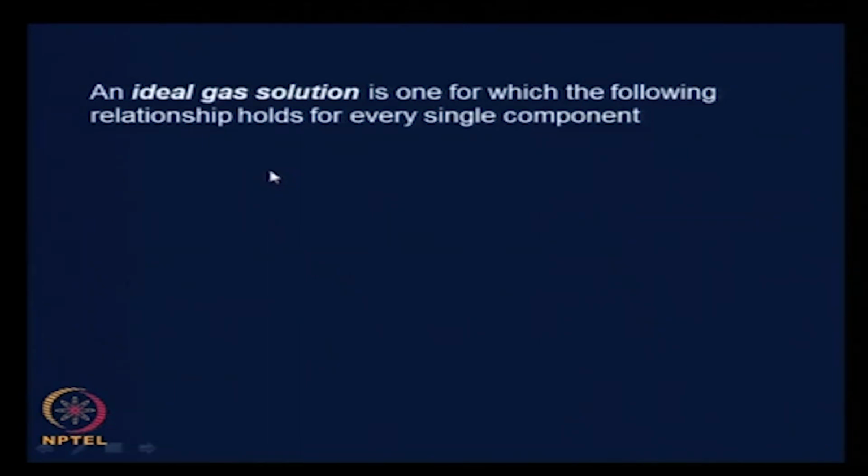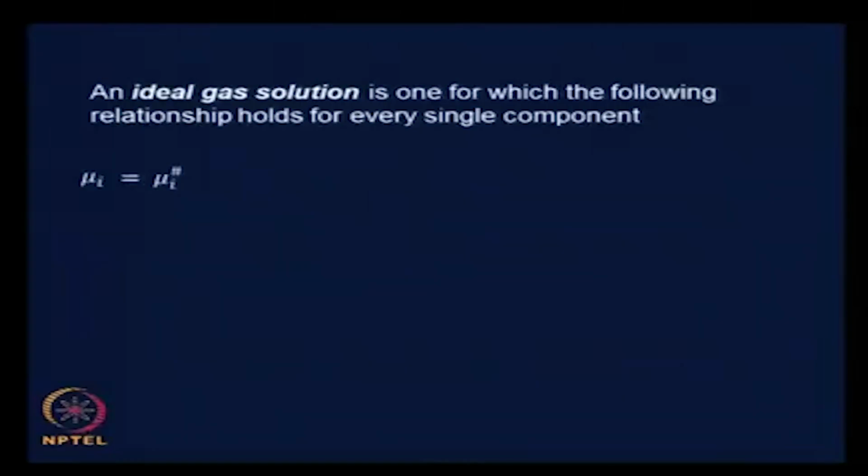Okay. This is all for perfect and imperfect gases, and what we would see more of in this particular module is an ideal gas solution. We had an ideal gas and non-ideal gas. Now, we are looking at an ideal gas solution and a non-ideal gas solution, and with this formulation it is easy to extend them to either liquid or solid solutions, mixtures also. So, an ideal gas solution is one for which the following relationship holds for every single component: mu_i equals a certain mu_i hash plus RT ln y_i.